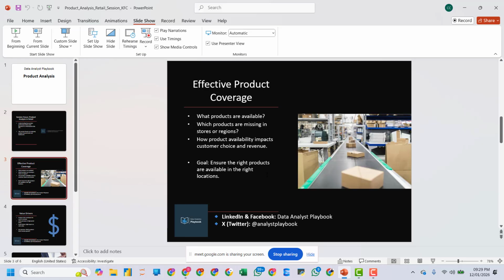Now, there are certain terms we'll be looking out for in this session. Terms such as effective product coverage. I know some of us would want to know what this term might cover, so I will try to use instances to explain them to us.